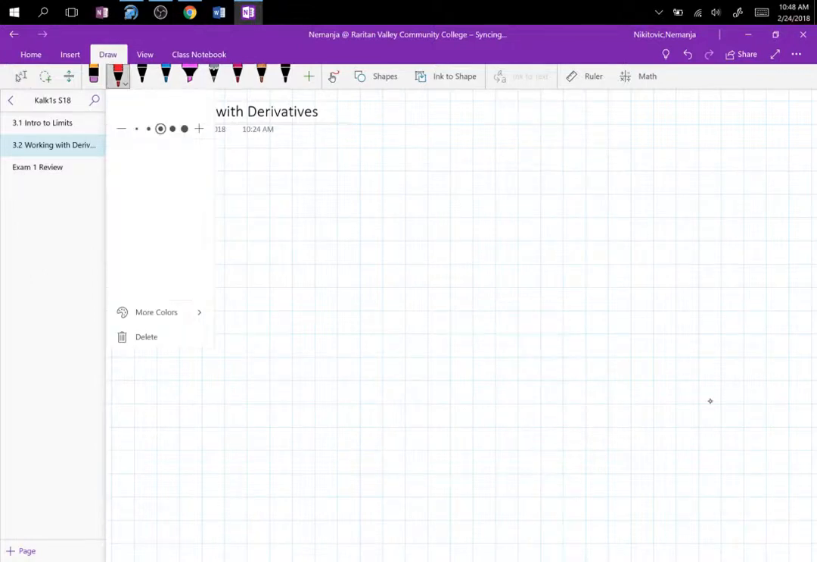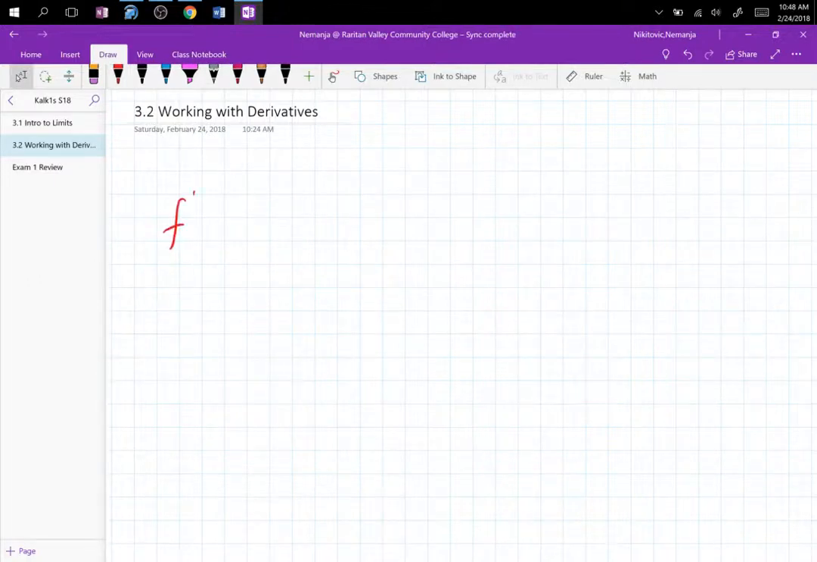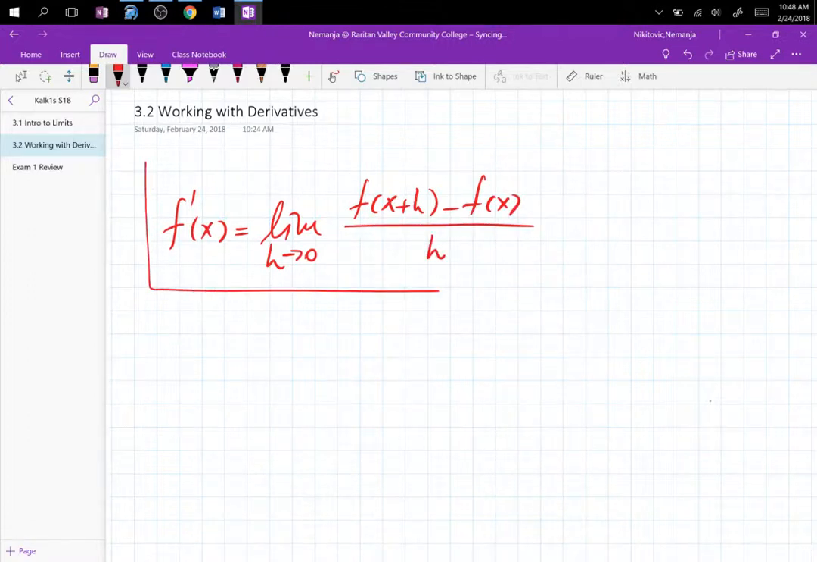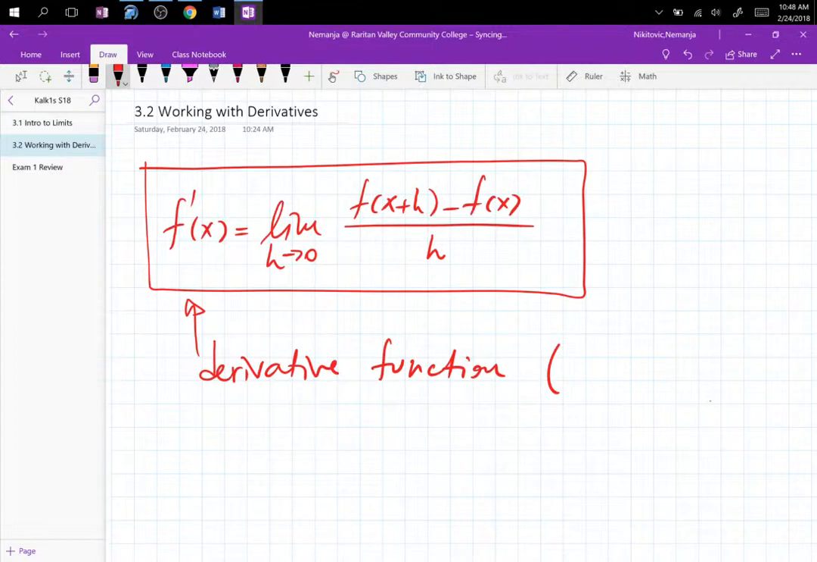So last time we talked about derivatives. We defined the derivative f prime of x as the limit as h goes to 0 of f of x plus h minus f of x, divided by h, and then we spent some time working this out, and at the end we get this derivative function. So this over here is the derivative function.